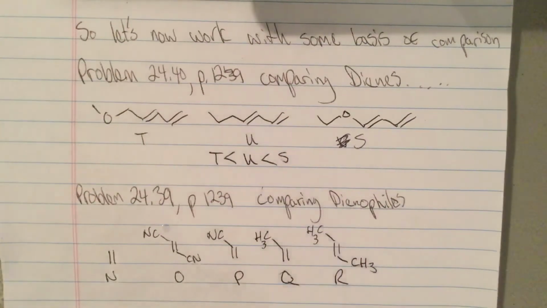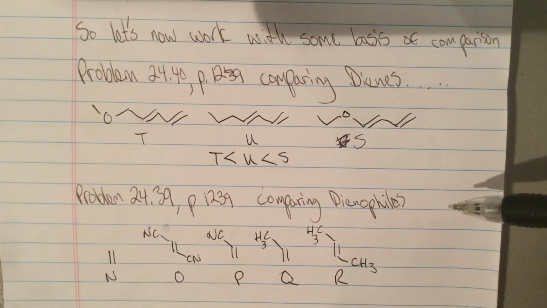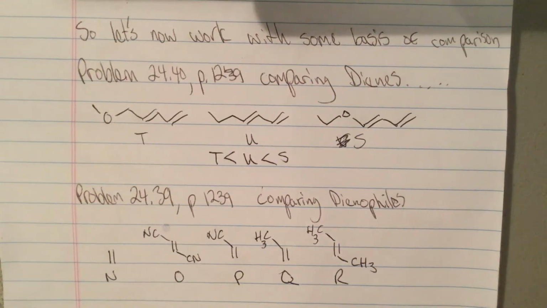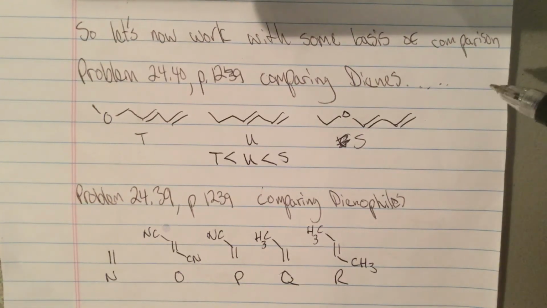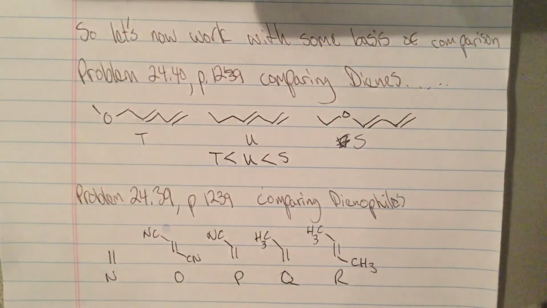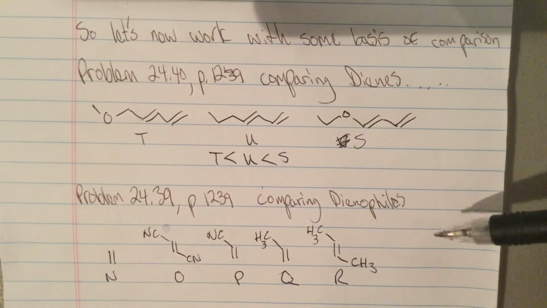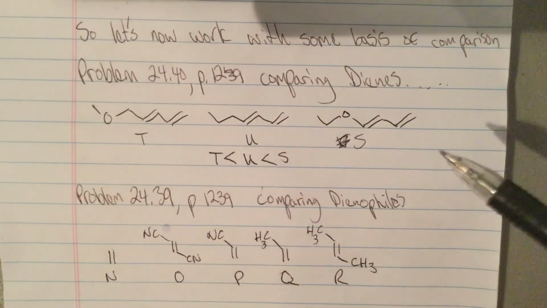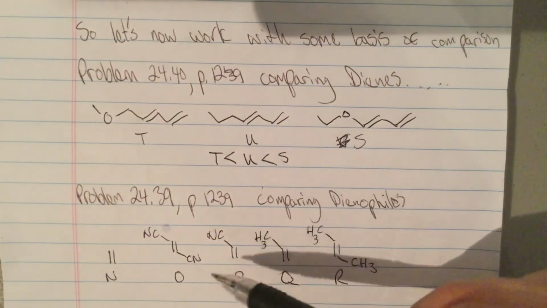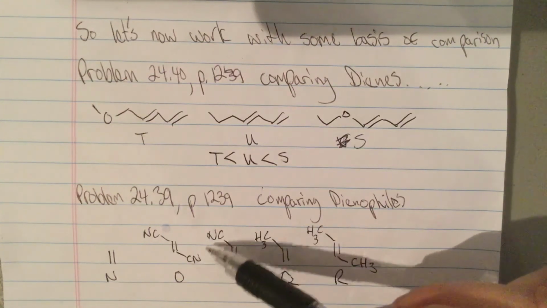Now, 24.39. Remember that the dienophiles are going to need electron withdrawing groups in order to lower that LUMO energy level. So we need some electron withdrawing groups. The only thing that we see that is electron withdrawing here about the dienophile is going to be these cyano groups that you see here in O and P.